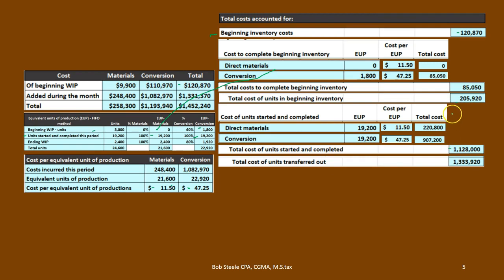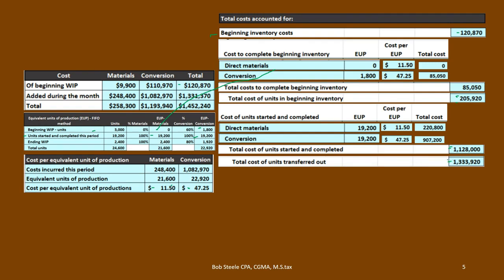transferred out. So we added this and this to get to this number, then we're adding this and this to get to this number. This is what's been transferred out, because remember, the beginning inventory under the FIFO method, if it was still in there at the beginning, we finished it and transferred it out. That's the assumption. And if it was started and completed, we finished it and transferred it out. So in terms of the dollar amount now, we've applied the dollar amount to the units.